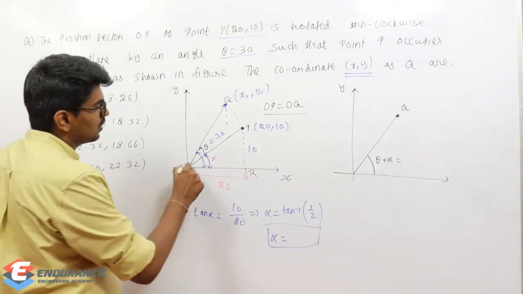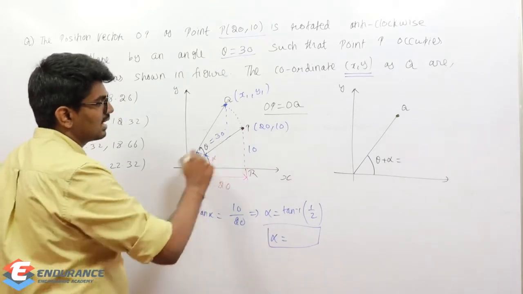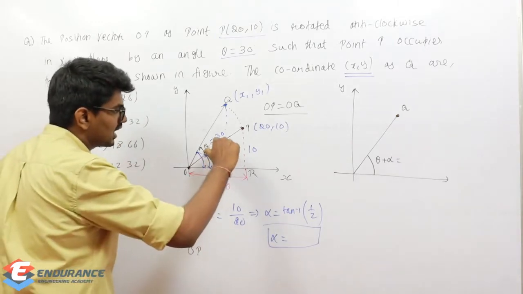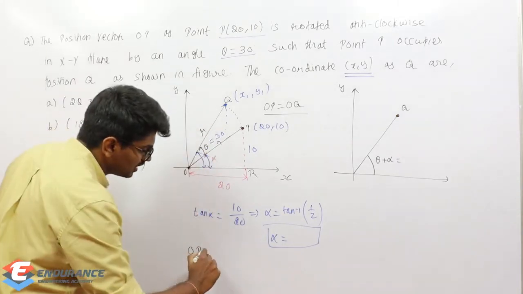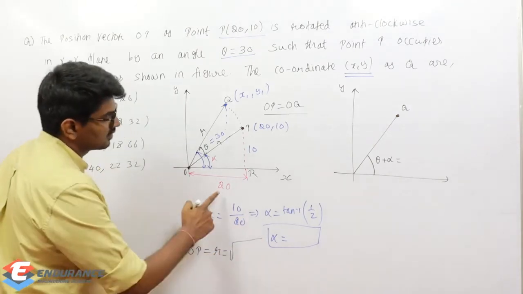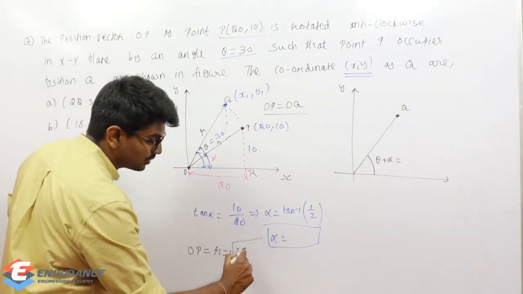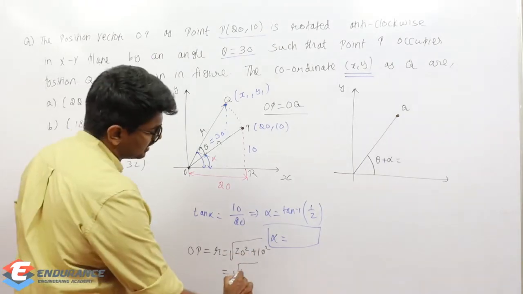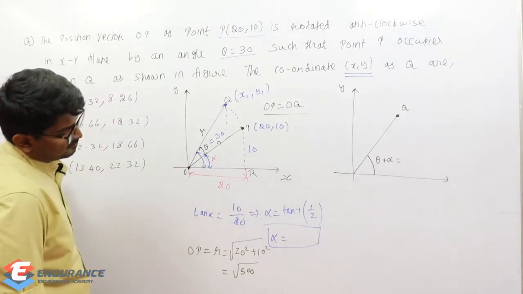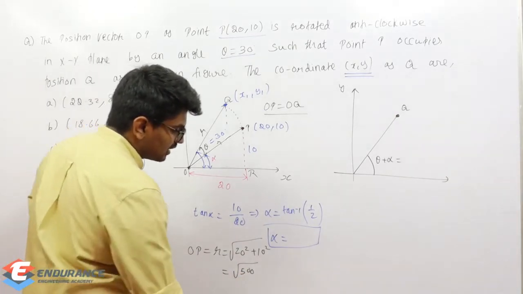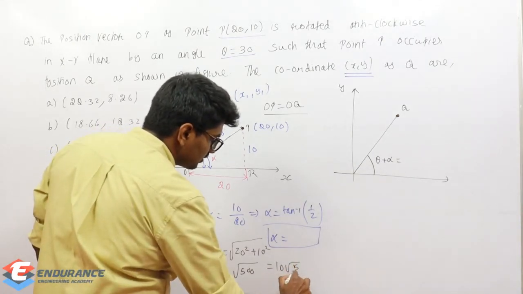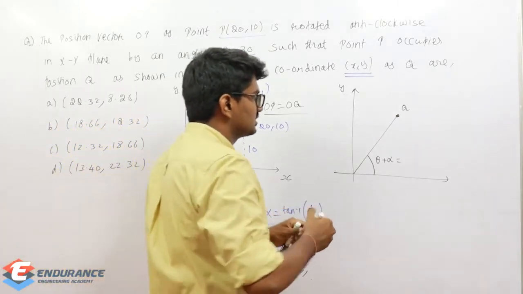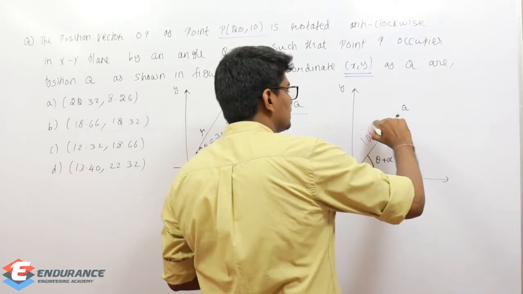Again simple, from this triangle OPR, hypotenuse square is equal to adjacent square plus opposite square. So OP, let me take it as R, which is equal to root of adjacent square plus opposite square, so 20 square plus 10 square, which is nothing but root of 500, right? 500 means 5 into 100, so I can write it as 10 root 5. So R is going to be 10 root 5. So simply this distance OQ is going to be 10 root 5.